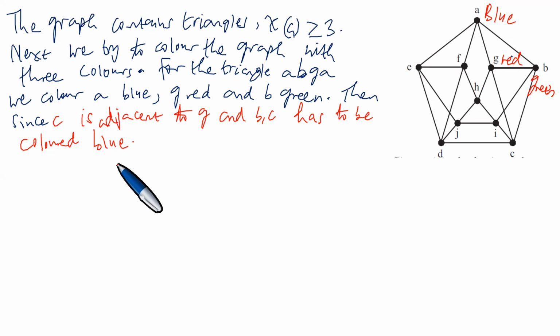Okay, I want us to refine this and write it correctly. Then since C is adjacent to what? Now we can see it's adjacent to B and G, or to G and B. Can I put maybe a full stop here? Otherwise, there's going to be confusion. Since C is adjacent to G and B, I need to put a comma because I started with since. Since C is adjacent to G and B, C has to be colored blue. So we make it blue, like this.